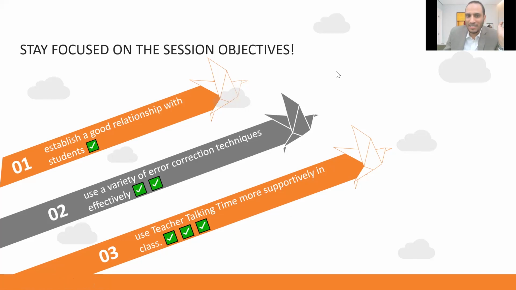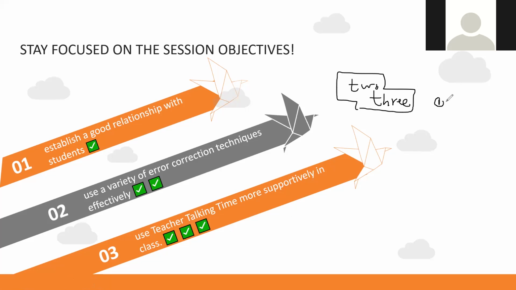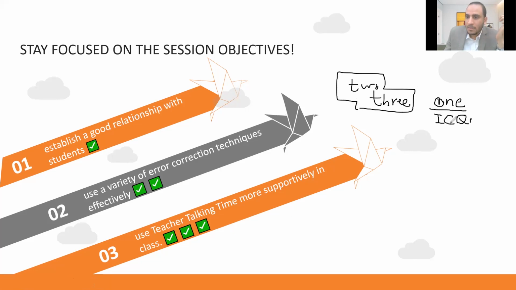Giving instructions. Some teachers give instructions 2 or 3 times. Why? Why are you echoing yourself? Why are you repeating your own words again and again? You should say it one time. Say the instructions one time and then ask some CCQs.